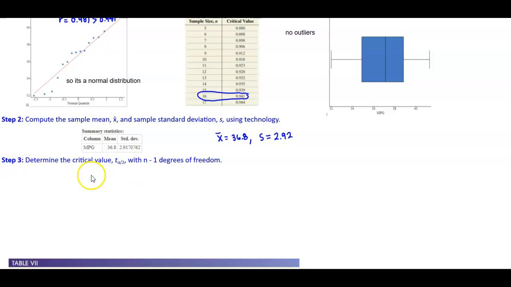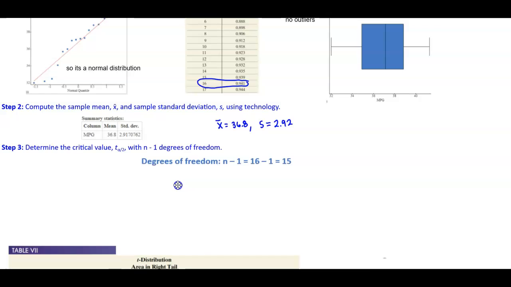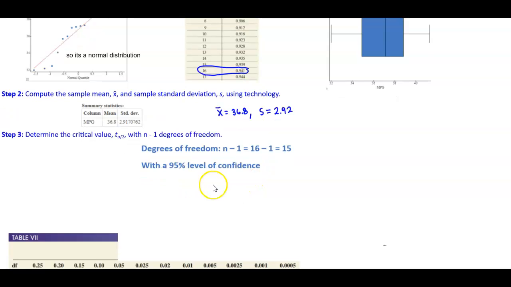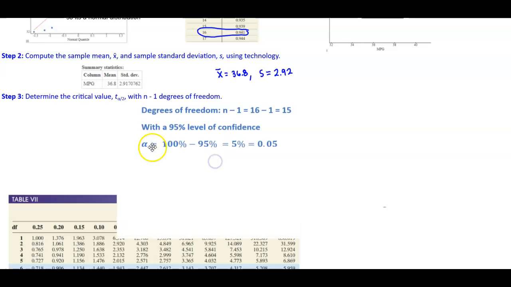Now what we want to do is determine the critical t-value with n-1 degrees of freedom. So the first thing we need to do is figure out the degrees of freedom, n-1. Well, the sample size is 16, so 16 minus 1 gives us 15, so we know the degrees of freedom is 15. Next, we're doing a 95% level of confidence, so that means alpha is equal to 100% minus 95%, which is equal to 5%, which gives us a decimal of 0.05.